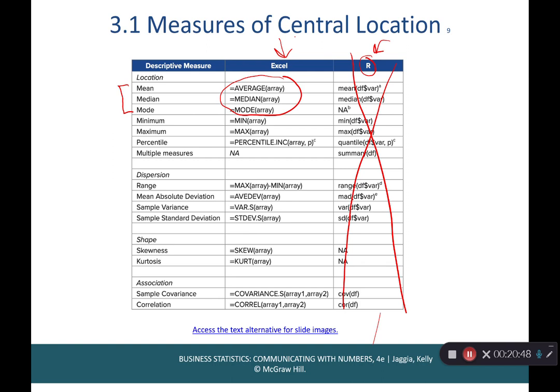Anyway, back to the real lecture here. We've gone over mean, median, and mode. Maximum and minimum are also measures of location. Minimum is the smallest value, maximum is the largest value, and then we'll talk about percentiles soon.